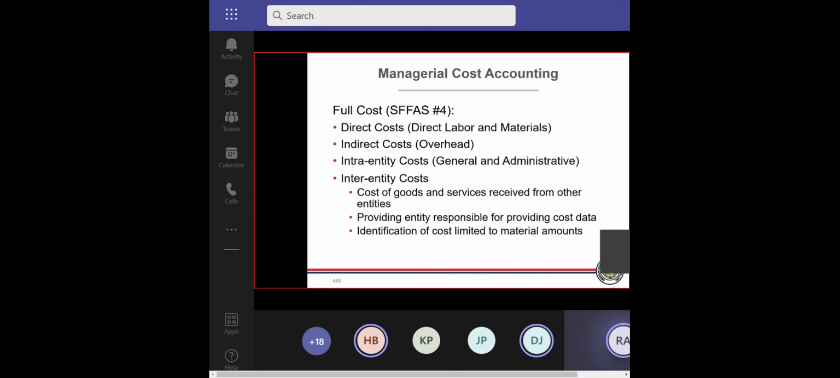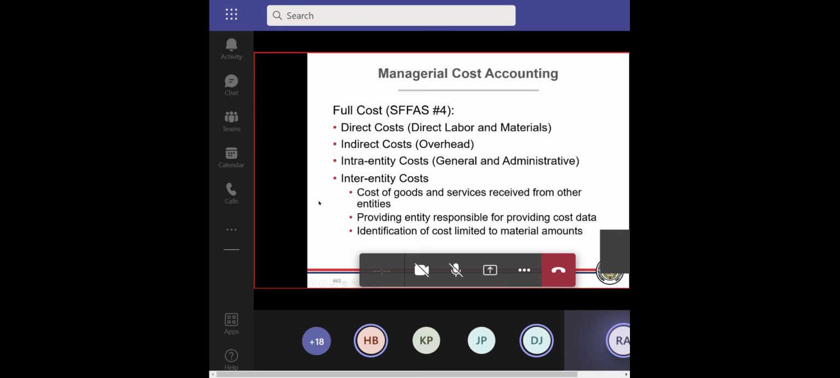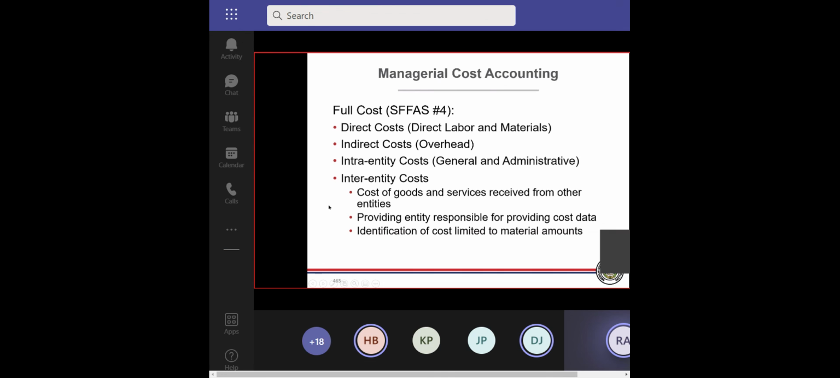Now, I want you to write something down over here on the side. You might put a little bracket in there. And I want you to write down that these are commonly referred to as imputed costs. That's what these are.